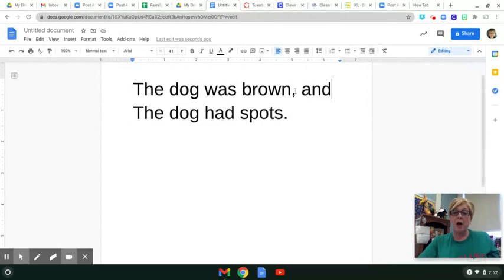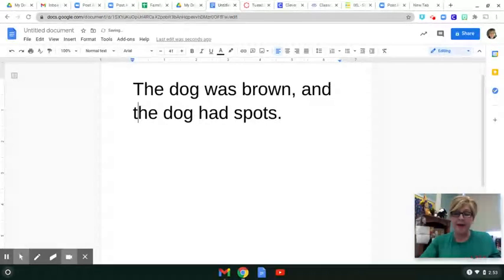So first I took out the first period, I inserted a comma, then I put in a coordinating conjunction. And there's one more thing I need to do. Since I'm connecting the two sentences, I don't need another capital letter there. I'm going to take out that capital T and put in a lowercase t. Now my two simple sentences are combined. When I read it, I pause at the comma, but then I read on. The dog was brown, and the dog had spots. That sounds pretty good.